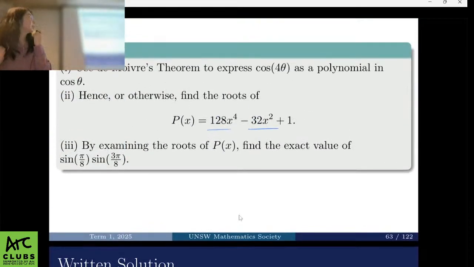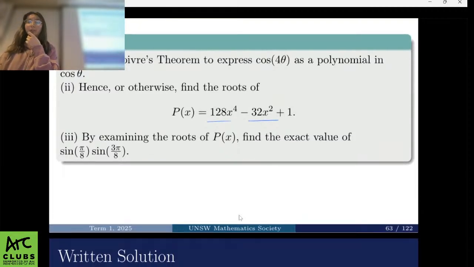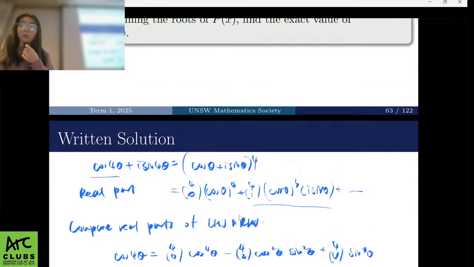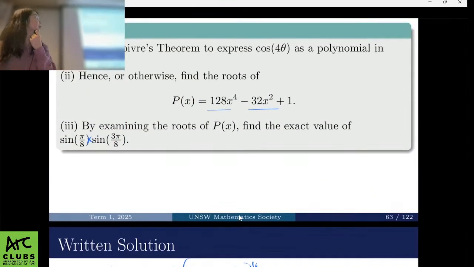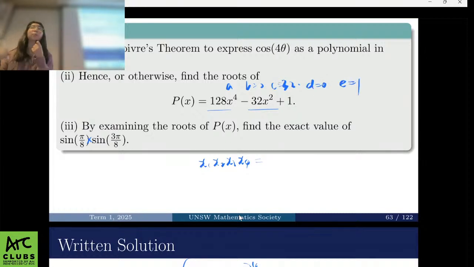And the final part of the question is, by examining the roots of P(x), we want to find the exact value of sin π/8 multiplied by sin 3π/8. So first of all, if we look at just this expression and those roots that we have, sine doesn't really appear anywhere, right? But it told us to examine the roots, and we have kind of like a product here. So we want to consider the product of roots in this polynomial. We will know that the product of roots, let's say x1, x2, x3, x4, that corresponds to the 4 different half cos respectively, is going to be equal to, this is a, b is 0, c is negative 32, d is 0, and e is 1. So the product of that is going to be e on a, which is going to be 1 on 128.